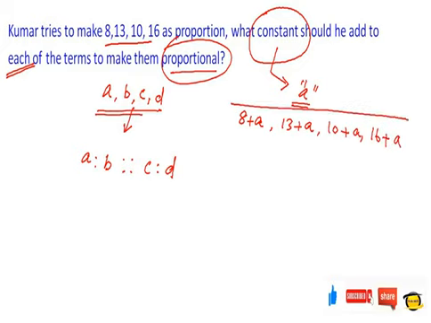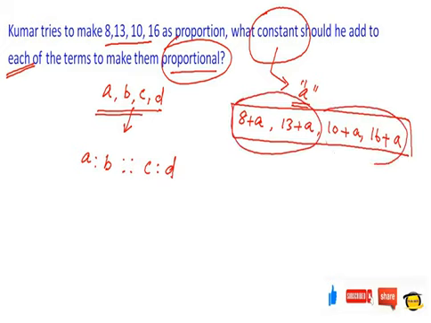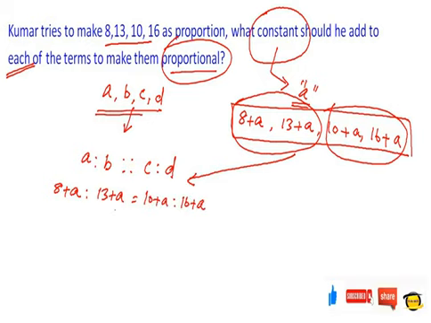Now we know that these 4 terms can be said to be proportional, right? Which means the ratio between this and this are going to be equivalent, right? Now let's substitute these 4 terms in the expression. So let's see what happens. 8 plus A is to 13 plus A is equivalent to 10 plus A is to 16 plus A, right? Now we can rewrite the same as fractions. So 8 plus A divided by 13 plus A is equivalent to 10 plus A divided by 16 plus A.